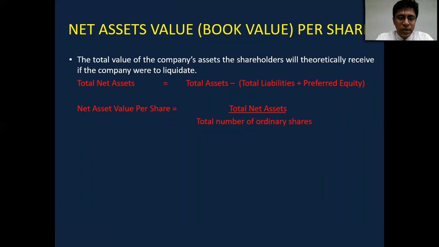Moving on, the next ratio is the net asset value per share, or we also call it the book value per share. Net assets is the total value of the company's assets the shareholders will theoretically receive if the company were to be liquidated. In other words, as the formula explains, it is the value you get when you deduct the total liabilities in a company from its total assets. In order to arrive at a per share figure, we need to divide the total net assets by the number of shares.